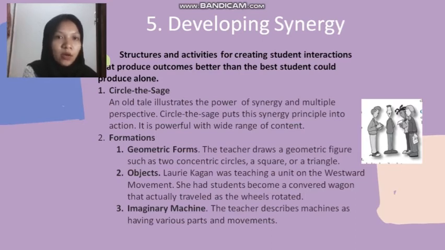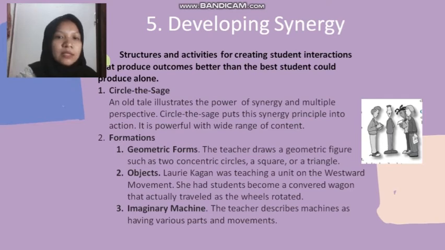Circle the Sage. An old tale illustrates the power of synergy and multiple perspectives. Circle the Sage puts this synergy principle into action. It is powerful with a wide range of content. Formation. Geometric forms. The teacher draws a geometric figure such as two concentric circles, a square or a triangle. Object. Laurie Kagan was teaching a unit on the westward movement. She had students become a covered wagon that actually traveled as the wheels rotated.